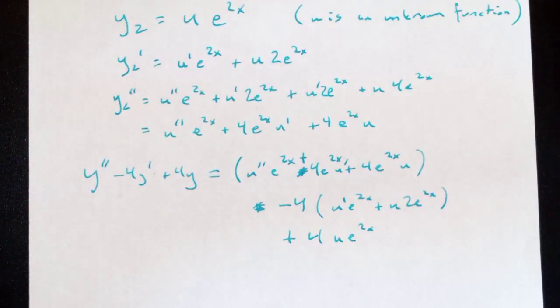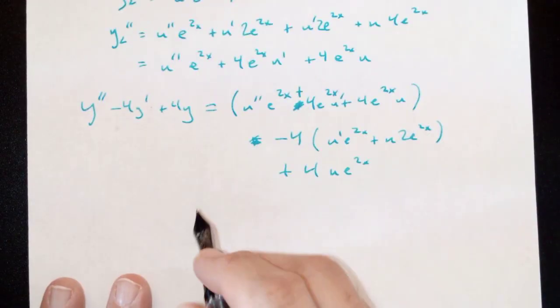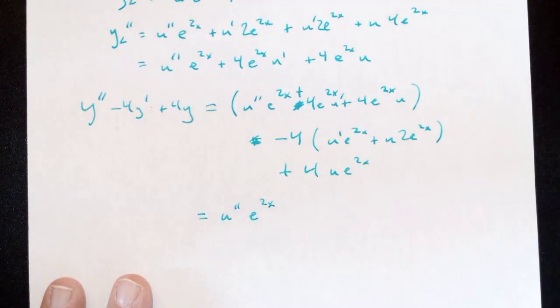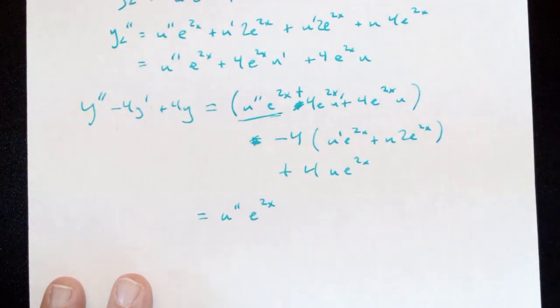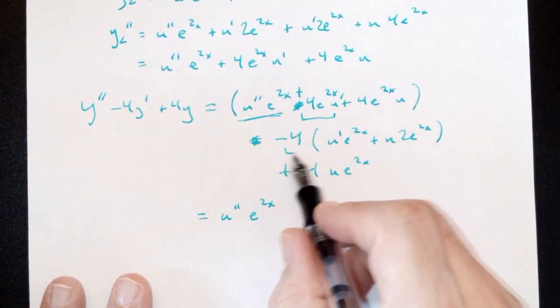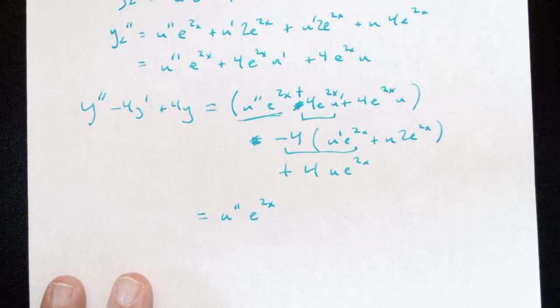Bleh, right? All right, hang on a second. I got a bunch of u prime terms. I got a bunch of u terms. Let's group those. The only u double prime term has an e to the 2x in it. Right here. The u prime terms, 1, 2. Hey, what happens there?